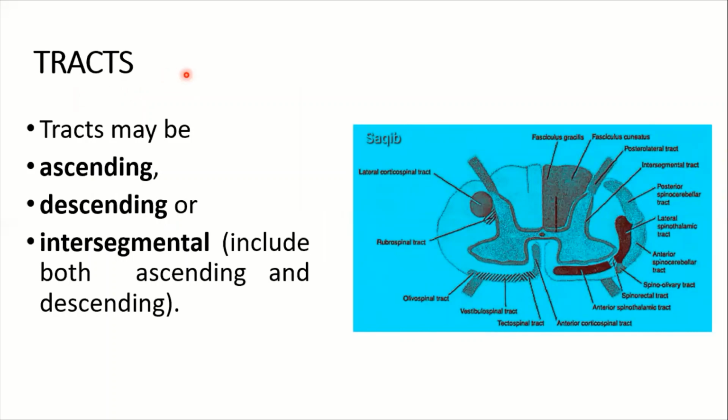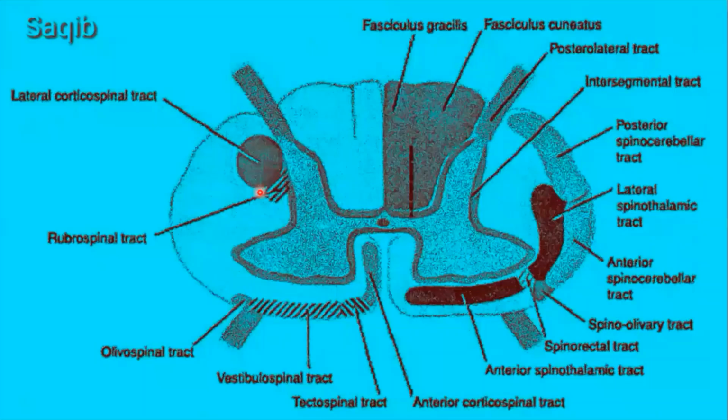So the various kinds of tracts are ascending, descending, or intersegmental. Ascending tracts go from below up to the higher centers, and descending tracts descend from the higher centers to the spinal cord. The intersegmental tracts include both ascending and descending, so they connect the various segments in the spinal cord or elsewhere. So these are the various tracts. We'll discuss them accordingly, by dividing them into various parts.